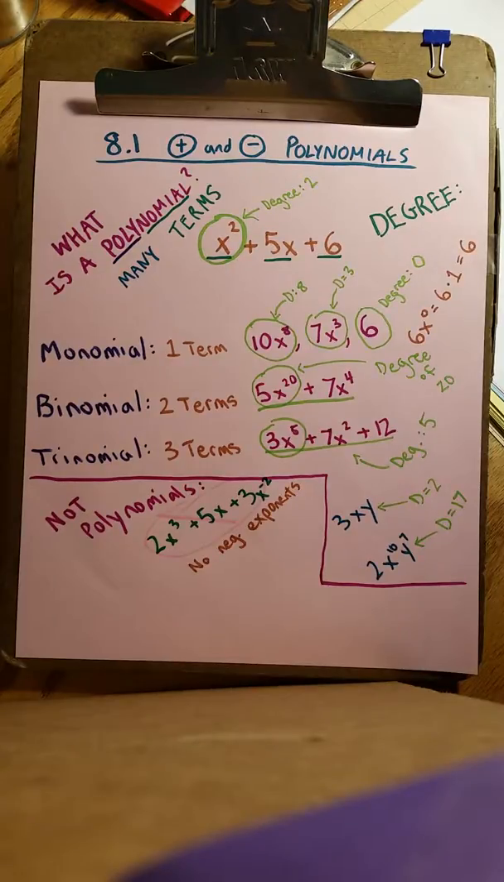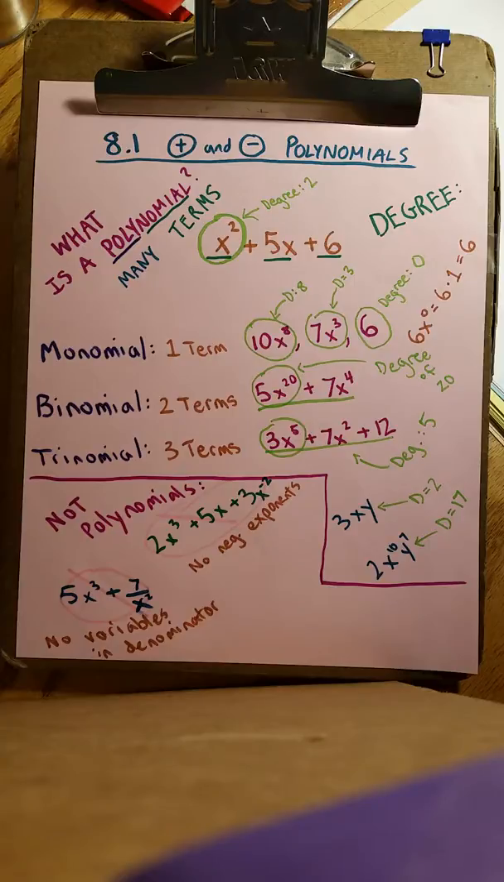Second, and which is the same thing, you can't have any variables in your denominator. 5x to the third plus 7 over x squared is not a polynomial because x squared in the denominator is just x to the negative second in the numerator.